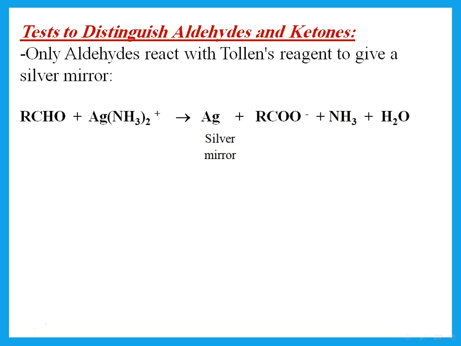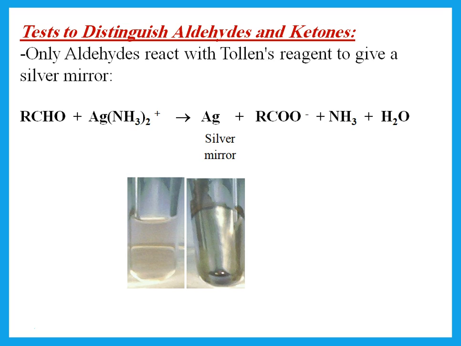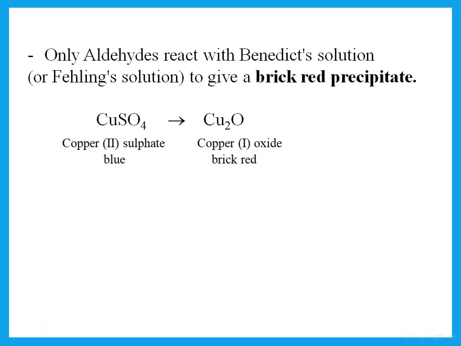Then to distinguish between aldehydes and ketones, we use Tollens reagent. So this is one of them, because only aldehydes react with Tollens reagent. Tollens reagent is actually a sort of complex between silver and ammonia. When you react it with aldehydes, it gives silver, and the silver precipitates on the sides of the test tube. So we say this is a silver mirror. And remember, only aldehydes will react with Tollens reagent to form a silver mirror.